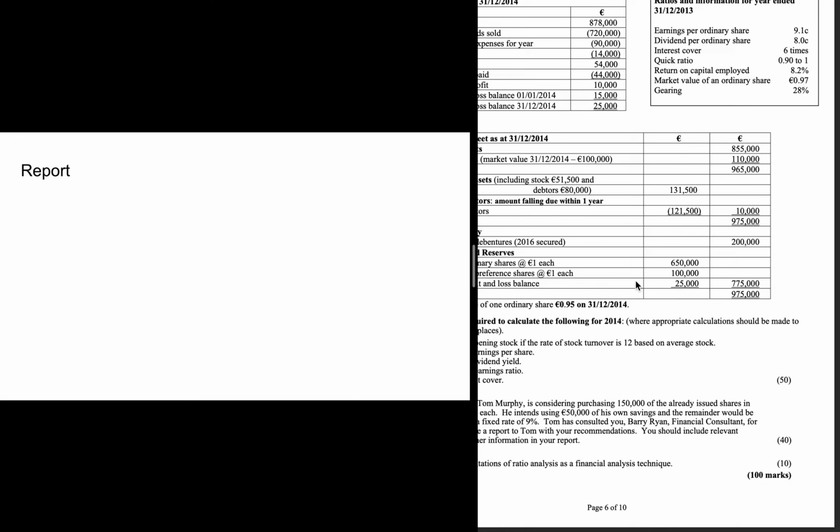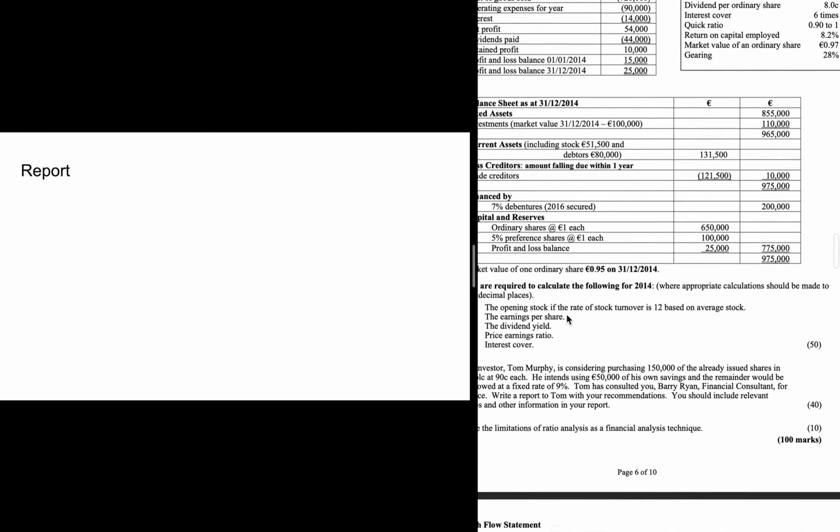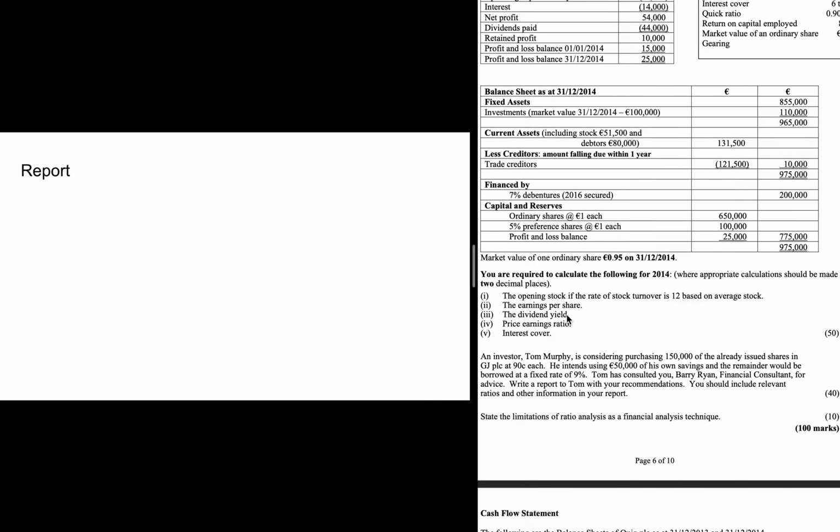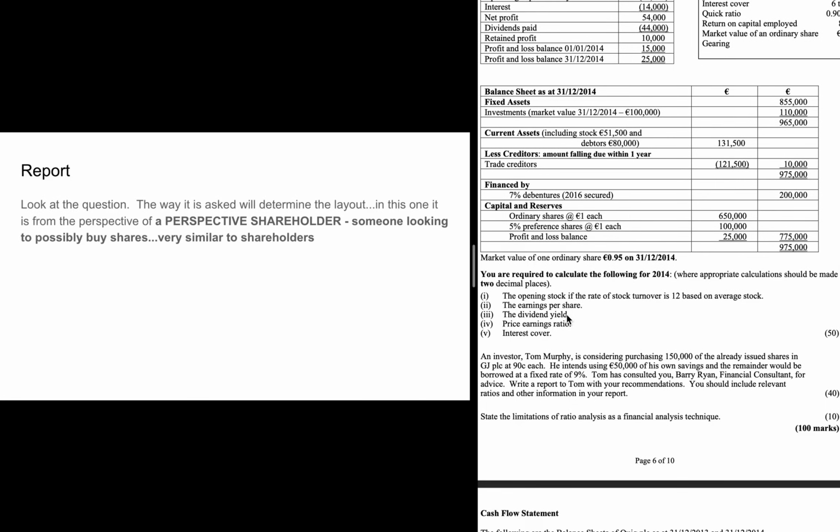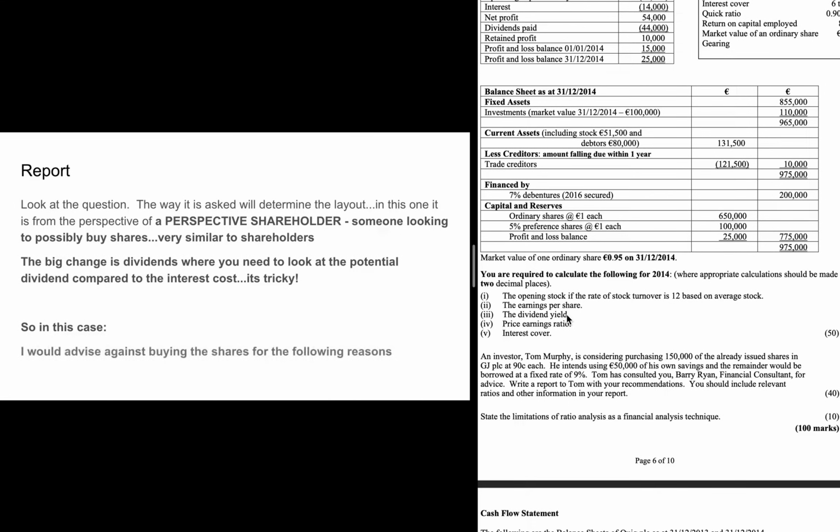The share price has gone from 97 to 95. This isn't going to be a good idea. Okay, but obviously we'll make sure that at the end of the question you advise him against buying the shares or to buy the shares. But I've done it already, so I know it's against.